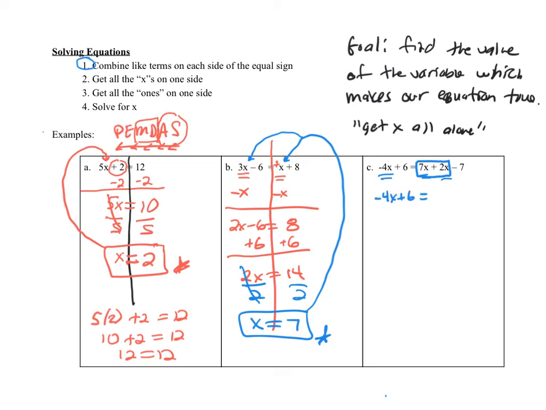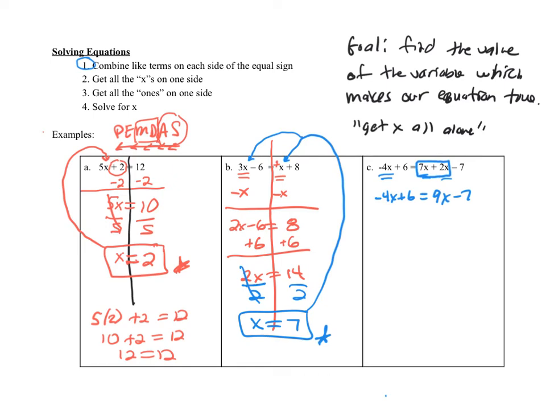So 7x plus 2x is 9x. Now I have a problem that looks like example B, where I have x's on both sides of the equal sign. So I should move one of those x's to the other side so that they're all together. And my suggestion is you move the smaller of the 2. You don't have to, but it does keep the x term positive if you do.